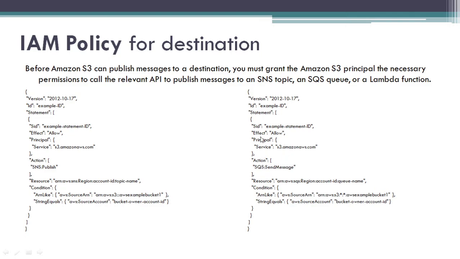For SQS, the principal is the same, the S3 service, and in action you set SQS send message, and in resource you add the ARN of your SQS queue. In condition, it is the same as this part: the ARN of your S3 bucket and the bucket owner account ID, in case of a different bucket or different account. In this way you can set the permission for your destination, so then your event will get published to your selected destination.